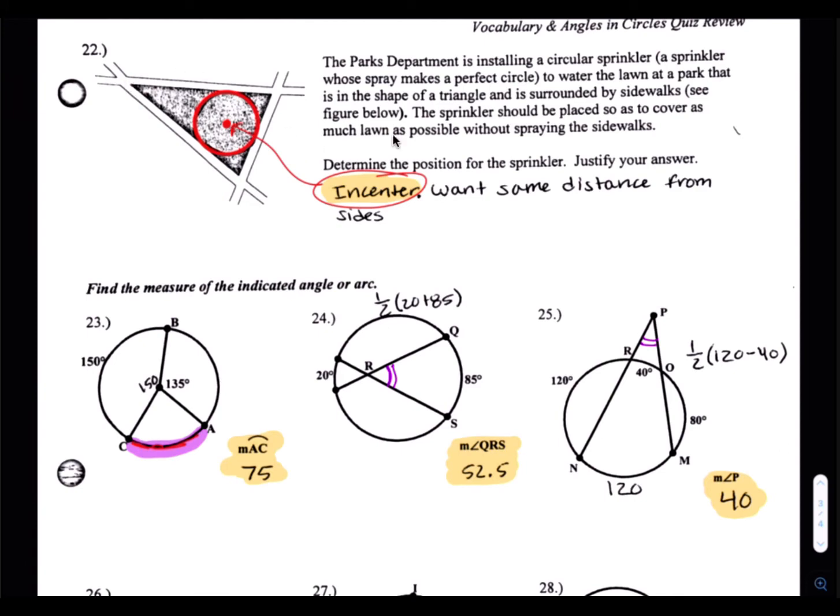All right, in number 22, basically we see a picture here that represents a lawn that's in the shape of a triangle. We want to place a sprinkler in this lawn such that the sprinkler will go around and water the lawn without watering any of the sidewalks. So therefore, we need the incenter. It needs to be a sprinkler that will go around and go right up to the edge of the sidewalks, but not touching the sidewalks. So the answer here is that we want the incenter.